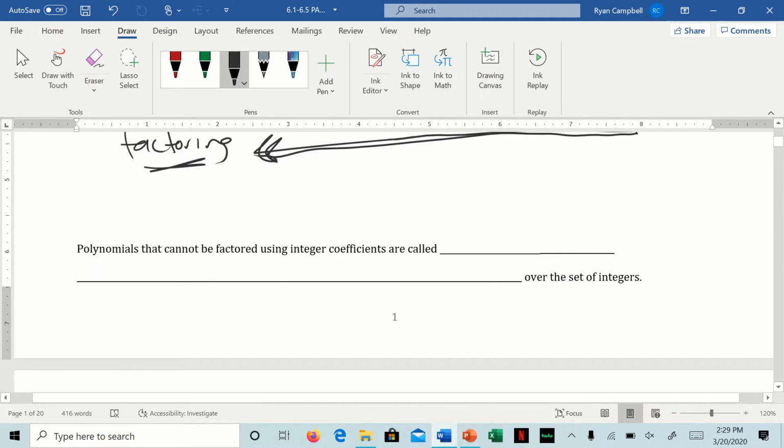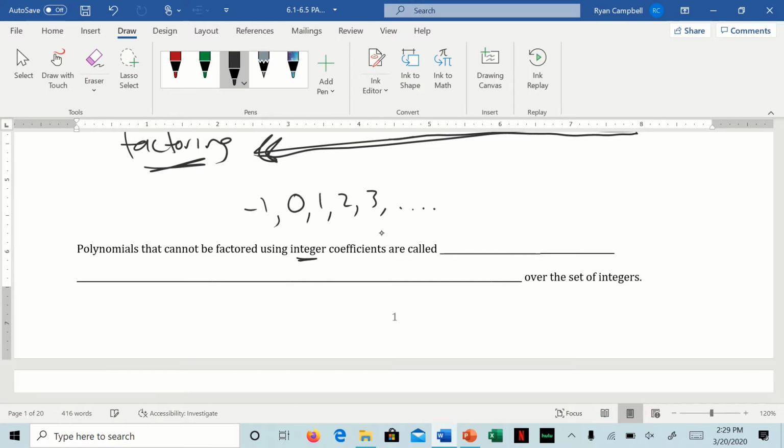Polynomials that cannot be factored using integer coefficients, remember, integers are 0, 1, 2, 3, all the way up to infinity, and -1, -2, -3, all the way down to negative infinity, we call these prime polynomials. So if a polynomial cannot be factored using integers, then it's a prime polynomial over the set of integers. So we call it prime, which makes sense, right?